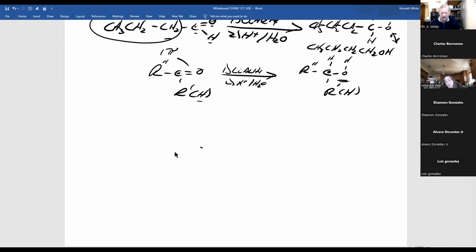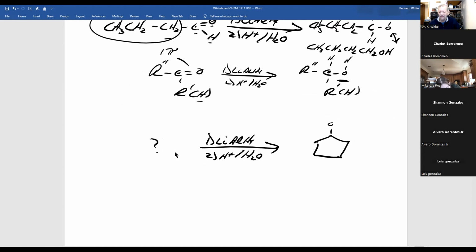Oh, let's do another one. On test 2, I have 3 or 4 synthesis problems. And the question is, what do you start with and react with lithium aluminum hydride, second step acid and water, to make that product?